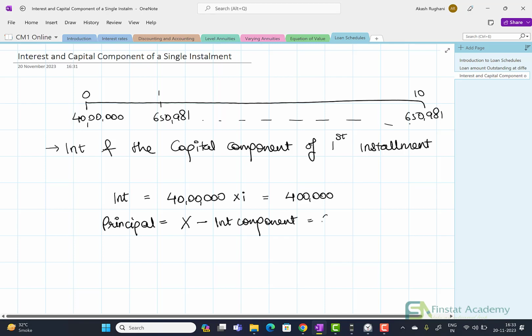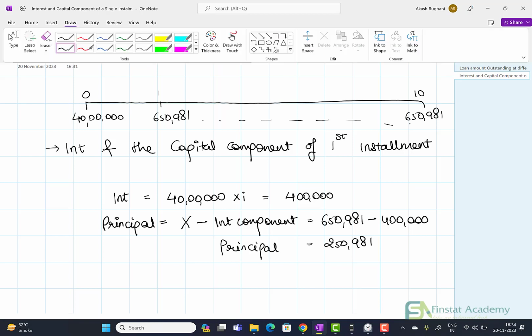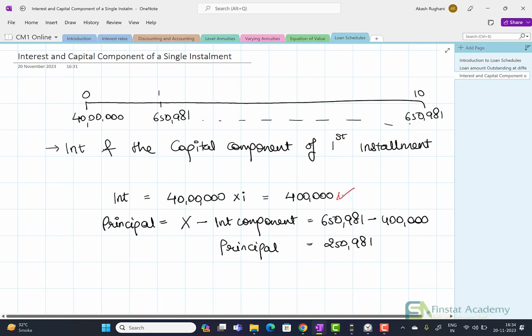So x for us is 6,50,981 minus the interest of 4 lakhs. So the capital component is 2,50,981. So in the first installment, I paid 4 lakhs as interest and 2,50,000 was paid to repay the loan of 40 lakhs. 4 lakhs was interest, 2,50,000 was paid as principal to repay the loan. Okay.